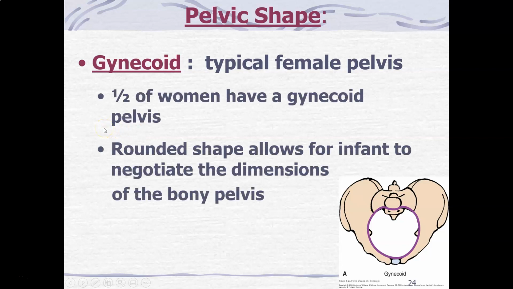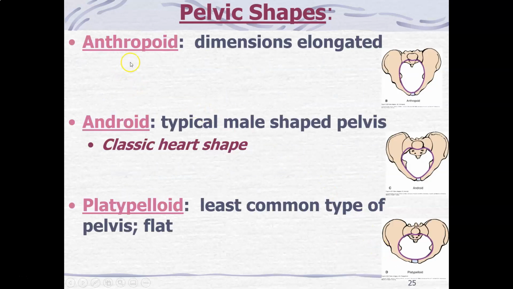So gynecoid, this is the typical female pelvis shape. 1/2 of all women have a gynecoid pelvis. It's a rounded shape that allows for the infant to negotiate the dimensions of the bony pelvis. See, nice and rounded, just like the infant's head. Anthropoid, we said, was elongated, so this is a very elongated pelvis, and that can still be delivered vaginally, but it's a little more difficult.